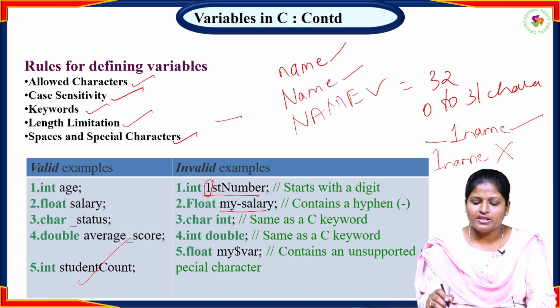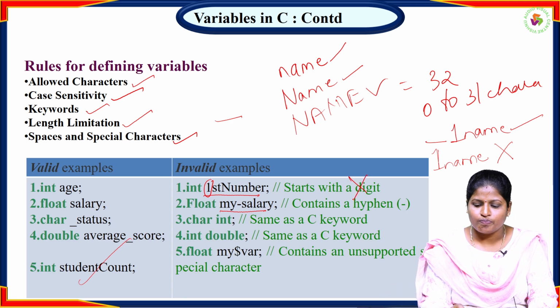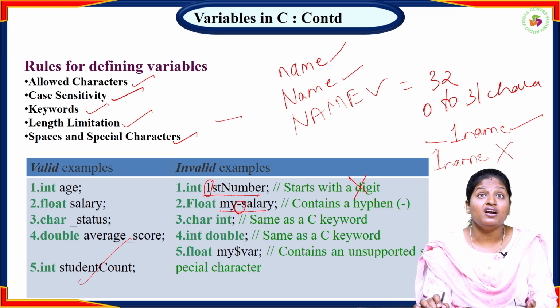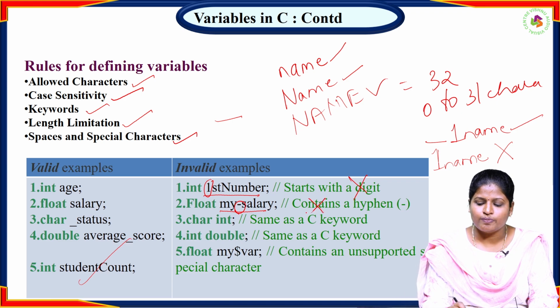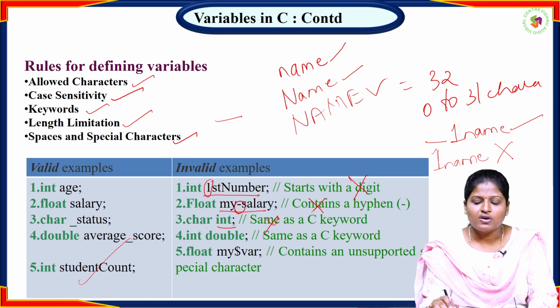But coming to the invalid ones, in the first one we see int 1first_number. Here 1 is a digit, so a variable name cannot start with a digit. So this is not a valid variable name. Then coming to the second one, float minus salary. Here minus is not a valid special character. Only underscore is valid, so this is also not valid. Coming to char int. Int is a keyword, so a keyword cannot be used as a variable name. So again this is not valid. Now coming to int double. Double is also a keyword, not valid. Float my dollar symbol var. Dollar is again a special character which cannot be used. So this is also not valid.